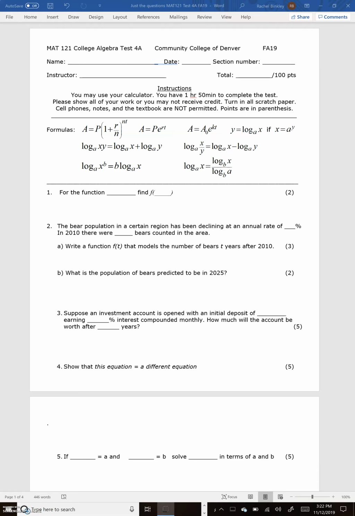So first one, and I'm going to go through these questions where I deleted all of the numbers and we are just going to practice doing one for each one. So for the function, I'm looking at the test right now. I'm going to put something very similar to what's on the test.